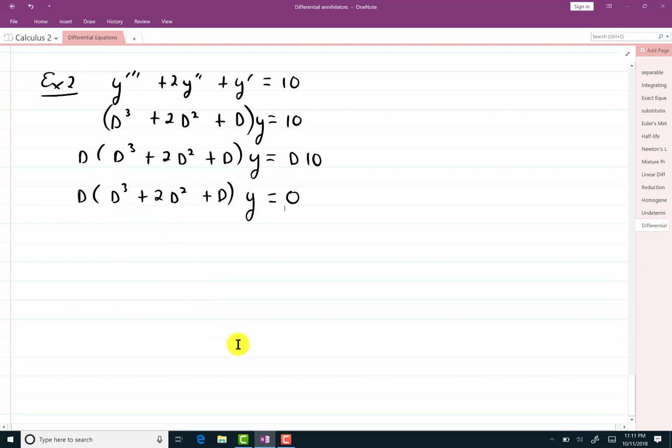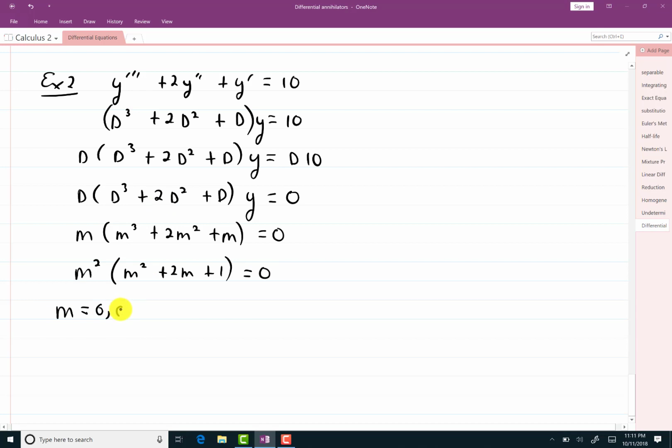These are all derivatives, so when we go to the auxiliary equation, we have m times m cubed plus 2m squared plus m. That will equal 0. And I'm going to factor it and try to solve it like normal. m squared, I'm going to factor an m from all those things, times m squared plus 2m plus 1. Then what I get is m equals 0, 0. Now this part here is m plus 1 squared. So that part gives you m equals -1, -1.